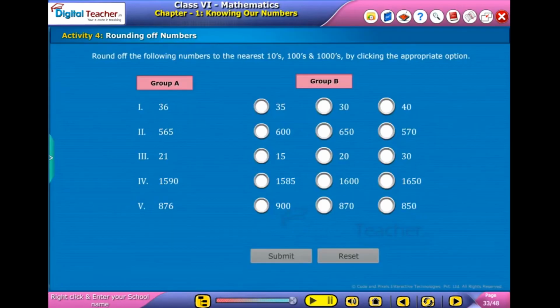Let us do a simple activity on rounding off the numbers. Round off the following numbers to the nearest tens, hundreds, and thousands by clicking the appropriate option.